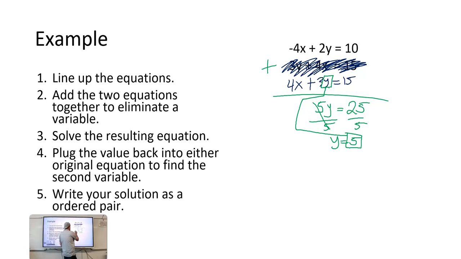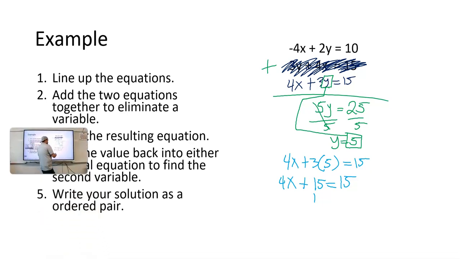And we're going to rewrite this bottom equation as 4x plus 3 times y, but y is 5, equals 15. So I get 4x plus 15, because 3 times 5 is 15, equals 15. Now we're going to go ahead and solve this two-step equation.